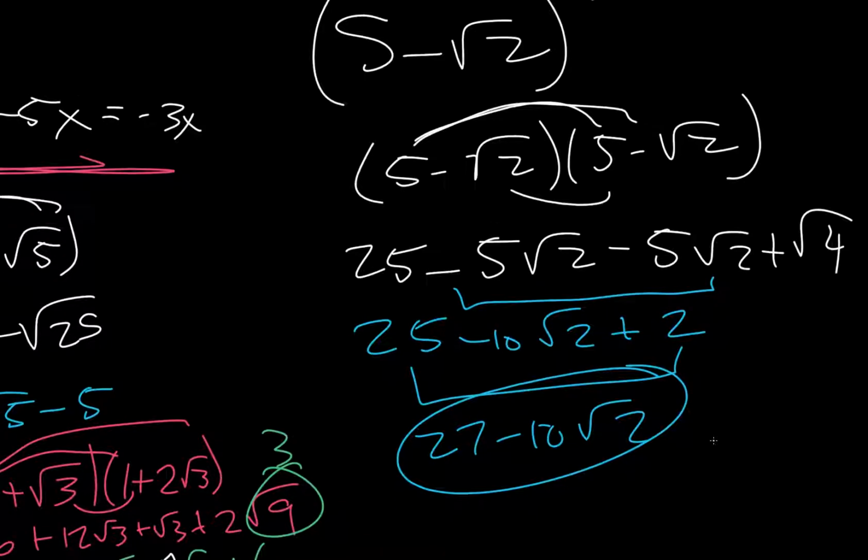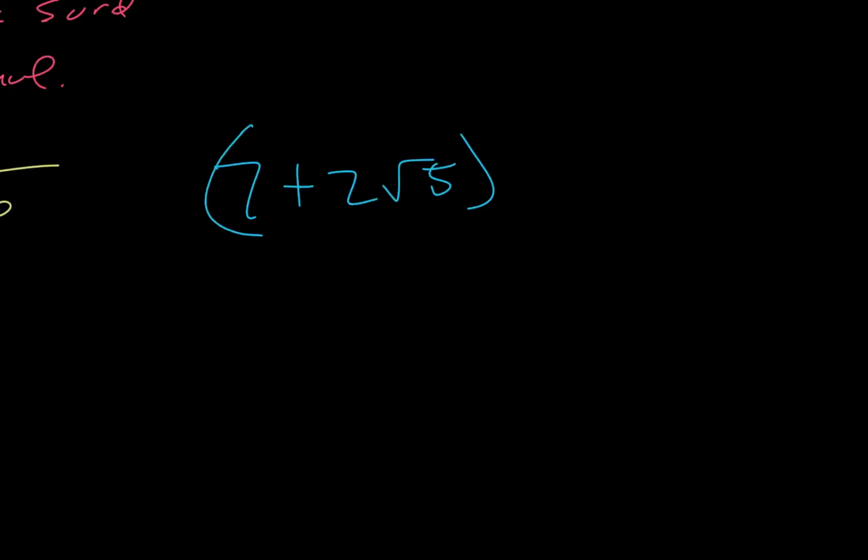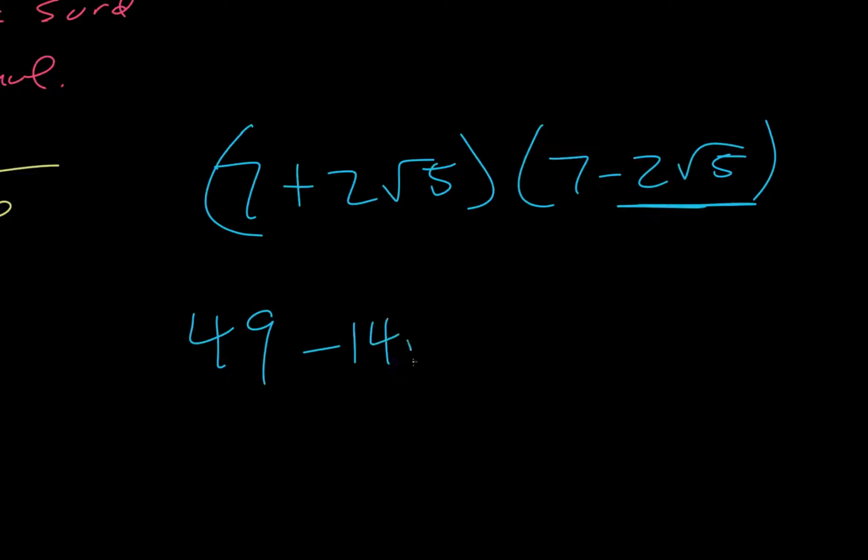And there's a part B on that one. Just need some space right here. And we get 7 plus 2 root 5, and 7 minus 2 root 5. So 7 times 7 is 49. 7 times this one is going to be negative 14 root 5. This times this will be positive 14 root 5.